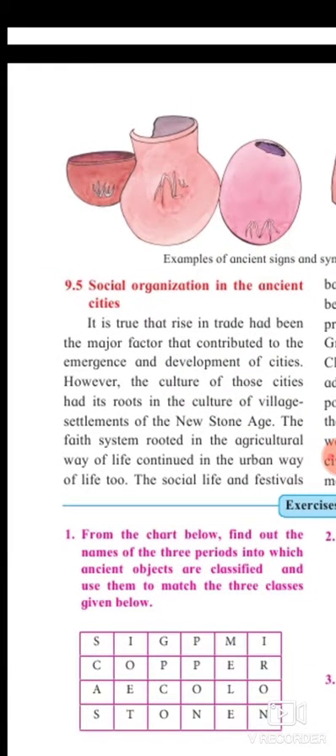9.5 Social organization in the ancient cities. It is true that the rise in trade had been the major factor that contributed to the emergence and development of cities. However, the culture of those cities had its roots in the culture of village settlements of the New Stone Age. The faith system, rooted in the agricultural way of life, continued in the urban way of life too.